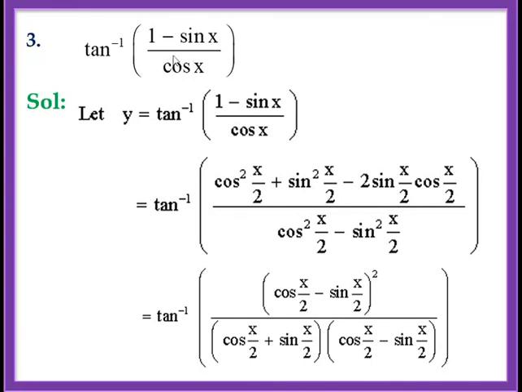Then we should try to express (1 minus sin x) upon cos x in terms of tan or cot. Why cot will also do? Because cot theta is nothing but tan of pi by 2 minus theta. Is that clear? So if we express it in terms of tan, then we can use that tan inverse of tan of any angle is that angle.